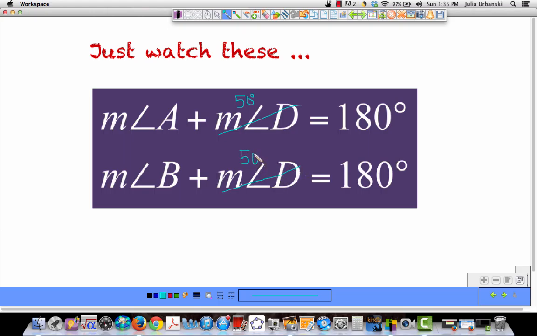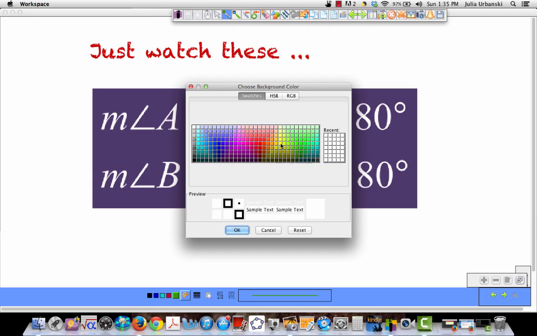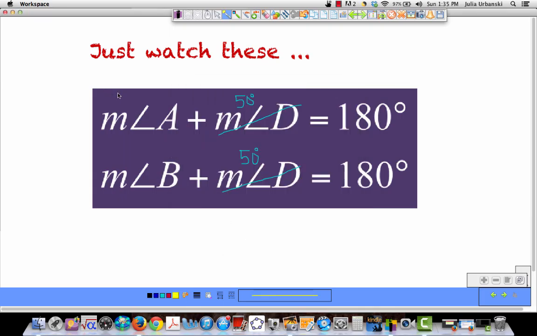Now think about what that means for A and B. If angle A plus 50 was equal to 180, what would angle A have to be? It would have to be 130. 180 minus 50 degrees. So this one over here would be 130 degrees. You're just watching these. These aren't really written in your notes anywhere yet. Same thing here. If angle D, the same angle, is 50 degrees and you want it to be supplementary, this angle right here would have to end up being 130 degrees. So think about it. What really happens as a result here?